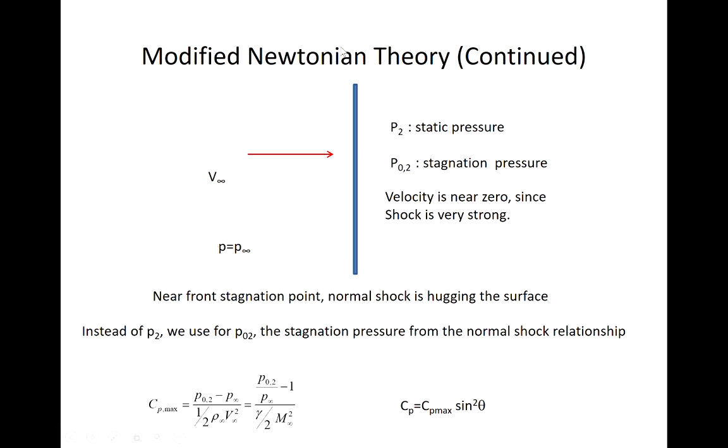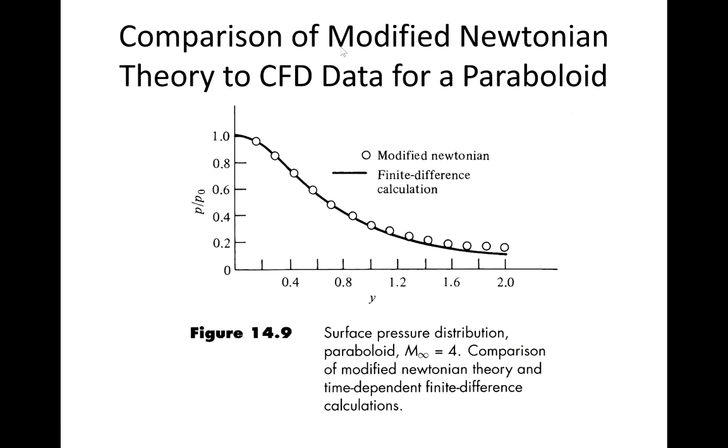This is called a modified Newtonian theory. It works fairly well, especially for bodies of revolution. Here it's a parabola that's rotated about its axis of symmetry, so you get a paraboloid. Here is the distance from the leading edge stagnation point over the upper surface of the parabola, or for that matter the lower surface, because it's axisymmetric. Say P naught is the maximum here behind the shock wave. Then the pressure starts decreasing. This is what we get from a modified Newtonian theory.